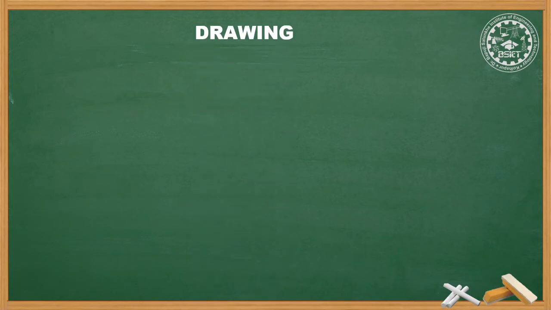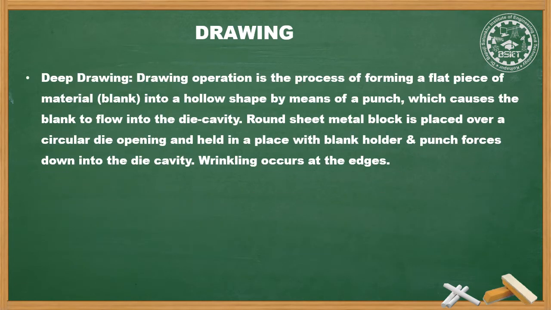Starting with drawing. Drawing or deep drawing is an operation. The drawing operation is the process of forming a flat piece of material into a hollow shape by means of a punch, which causes the blank to flow into the die cavity. A round sheet metal blank is placed over a circular die opening and held in place with a blank holder, and the punch forces down into the die cavity. Crinkling occurs at the edges in the drawing process.